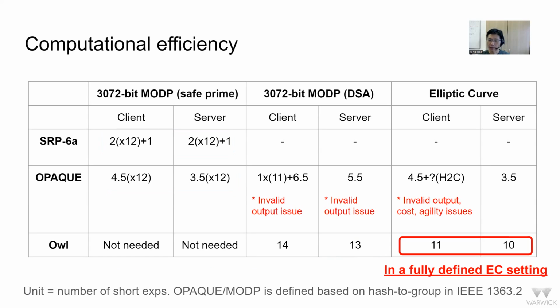In the elliptic curve setting, we know the precise cost for OWL. However, we cannot say the same thing for OPAQUE, because the protocol relies on the definition of the F function for the elliptic curve, and that is still an open question.